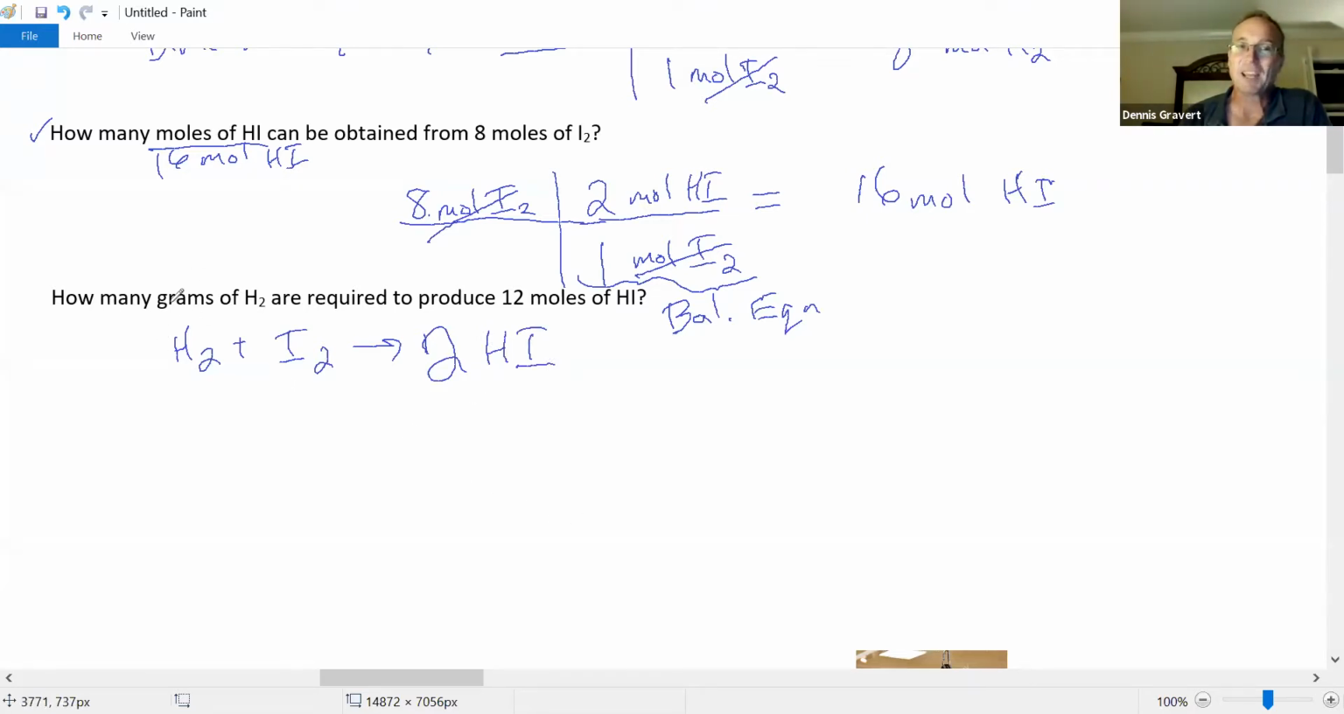Now it's asking for the weight. We can solve this a little bit in our head. If we want 12 moles of HI, we need half as much hydrogen, right? 1 mole of H2 gas produces 2 moles of HI. So if you had 6 moles of H2, that would produce 12 moles of HI. So we need 6 moles of H2. And then we have to figure out how many grams that is.